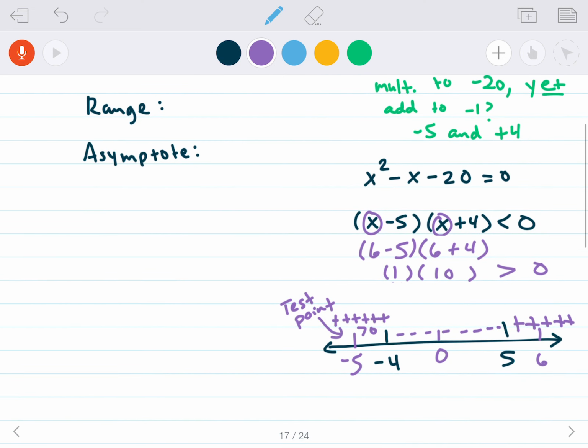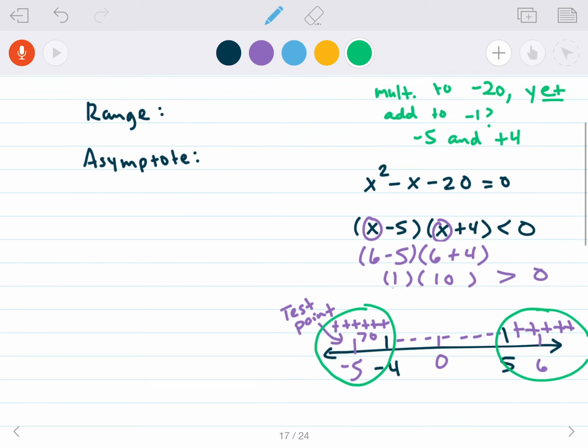Okay, so what this is telling us is I can include this in our domain and this in our domain, but I cannot include anything between -4 and 5 because those values are going to give us an argument that's less than 0. All right?